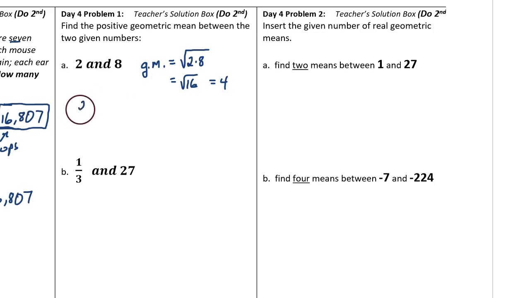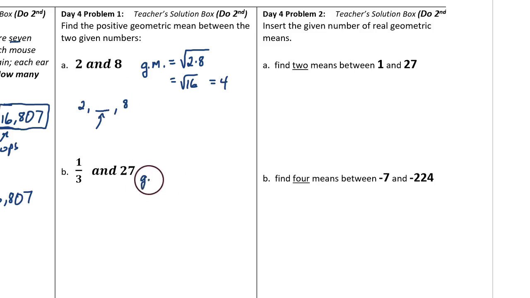What this means is if 2 was the first number in a sequence of 3 numbers and 8 was the last number, then that missing number would have to be a 4. Because you'd go 2 times 2 makes 4, 4 times 2 makes 8.